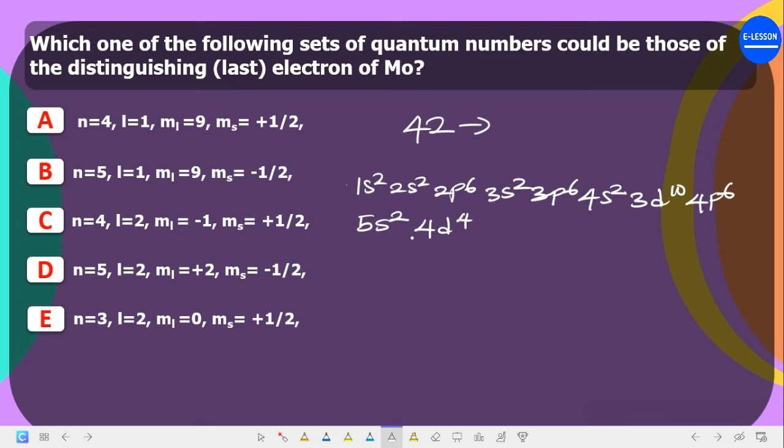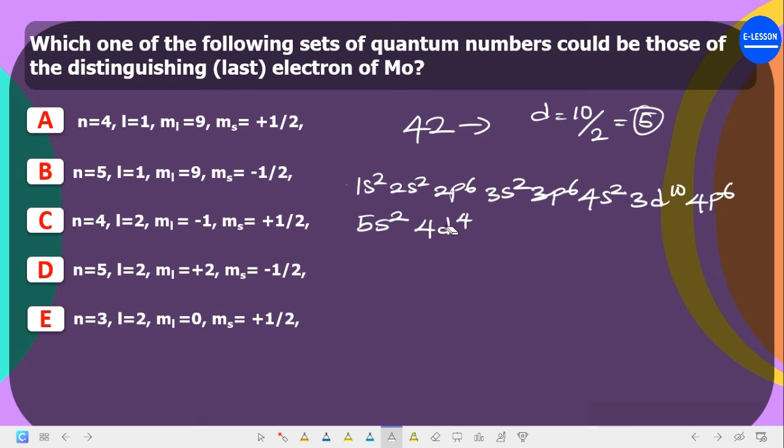Now, but listen, this 4d orbital confers more stability when it is half filled or when it is fully filled. So this 4d4 is almost going to be what? Half filled. Are you getting it? Because the d orbital can take how many electrons? 10. Half of 10 is how many? 5. So whenever you see you have 4d4, almost going to 5, one of the electrons here will be promoted.